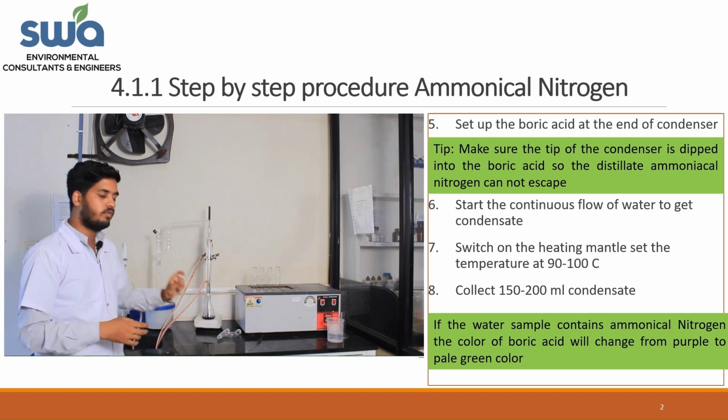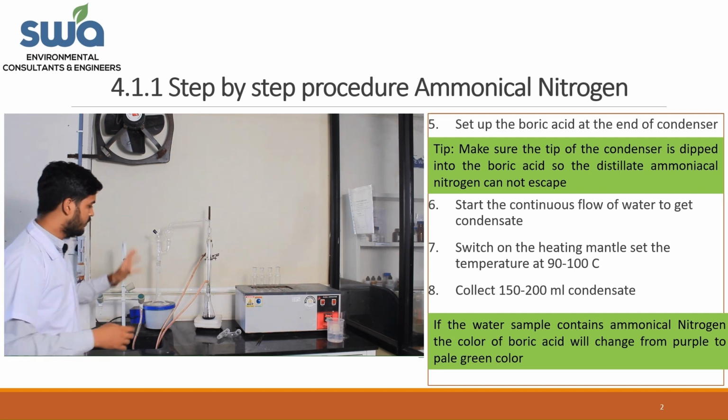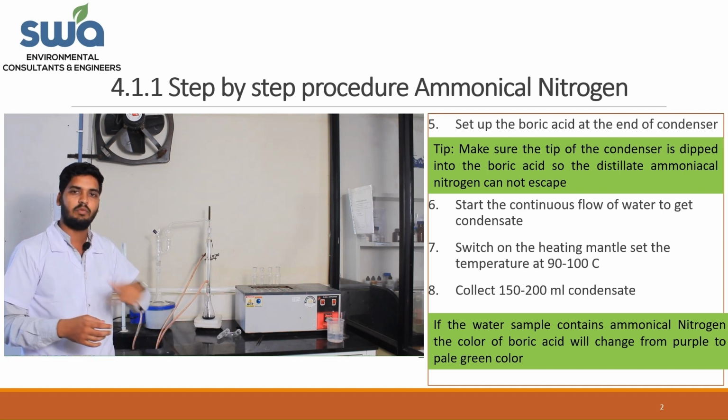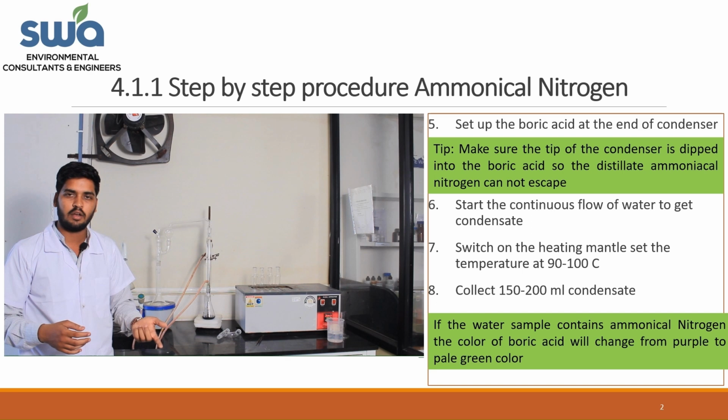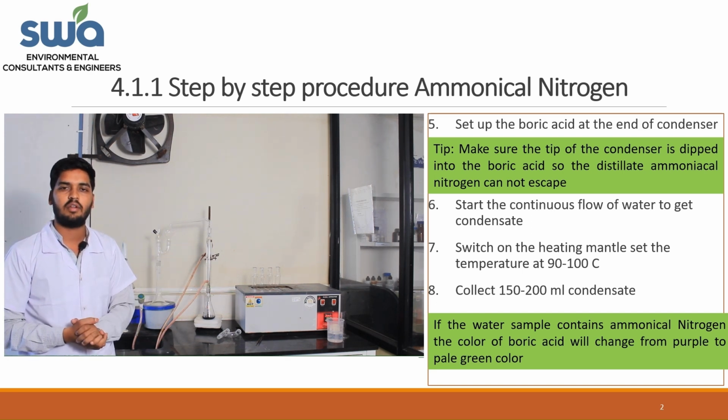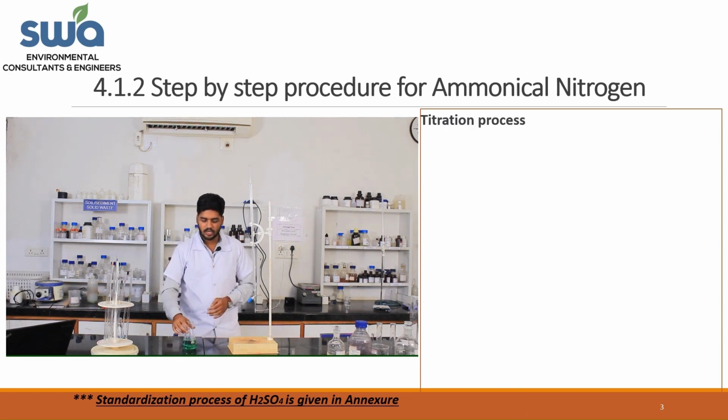Collect approximately 150 to 200 ml of condensate. If ammoniacal nitrogen is present in the sample, this purple color of boric acid will get converted into pale green color. After that, we will measure the ammoniacal nitrogen by titrating it with H2SO4. So here we have collected the distillate. After the distillation of ammoniacal nitrogen, you can see we have collected approximately 200 ml of distillate.